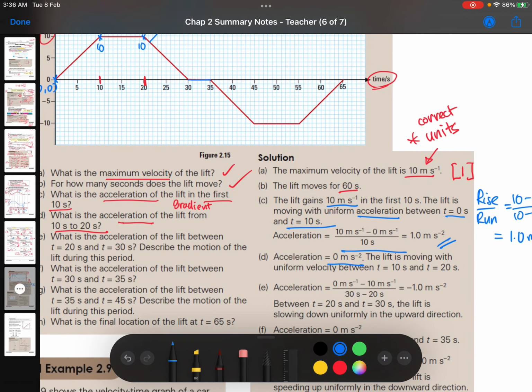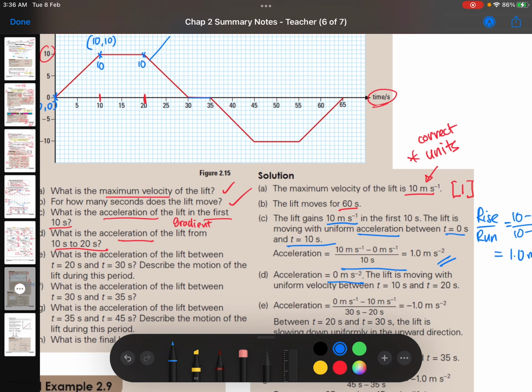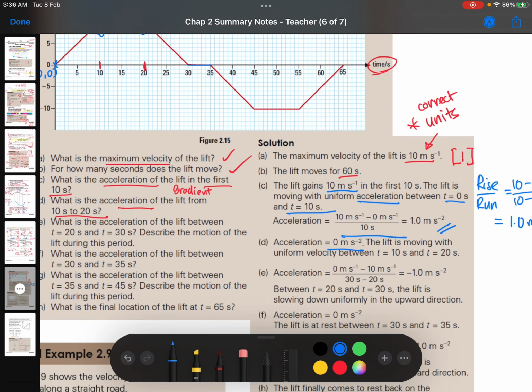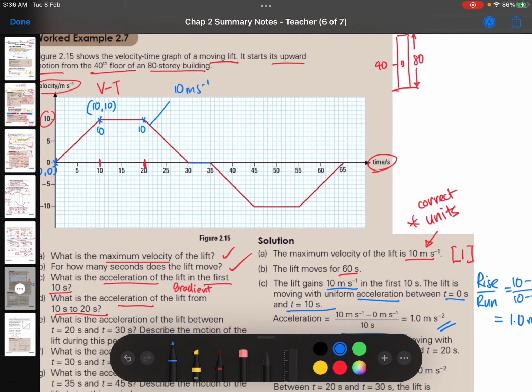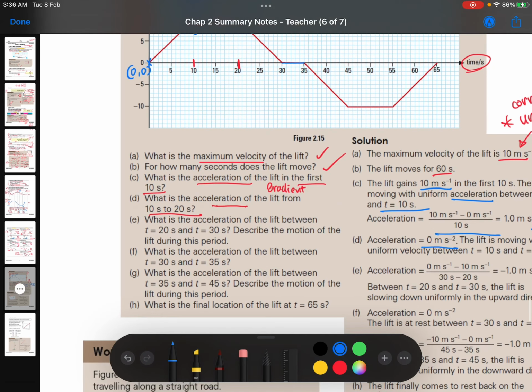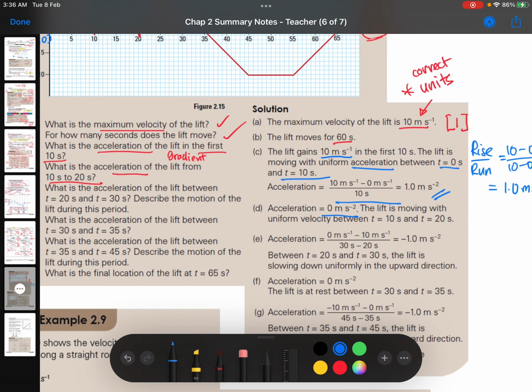Now, this actually comes back to the point where I need you to refer to the summary one, right? If there is no change in the velocity, it's always at 10, right? So V minus V, remember, a equals V minus U divided by t, right? V minus V is 0. So acceleration is 0 meters per second squared.